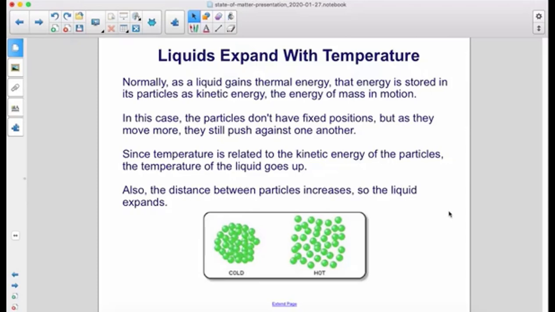Normally, as a liquid gains thermal energy, that energy is stored in its particles as kinetic energy, the energy of mass in motion. In this case, the particles don't have fixed positions, but as they move more, they still push against one another. Since temperature is related to the kinetic energy of the particles, the temperature of the liquid goes up. Also, the distance between particles increases, so the liquid expands.